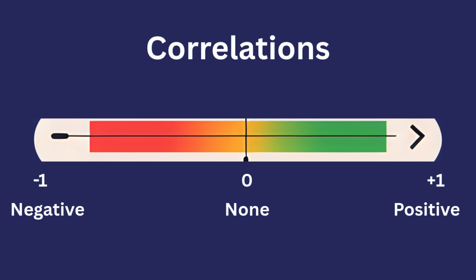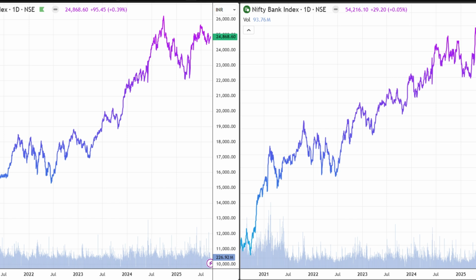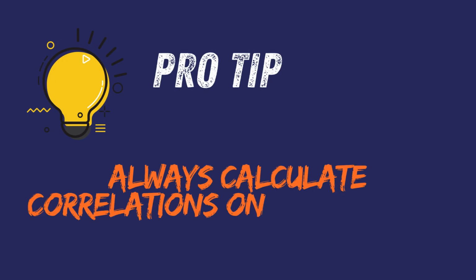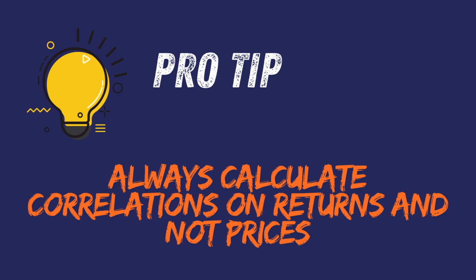Correlation measures how two assets move together on a scale from -1 to +1. +1 means they move in lockstep. -1 means they move opposite. 0 means no consistent relationship. Traders must calculate correlation on returns, not prices. Use daily or weekly returns over a rolling window like 30, 63 or 90 days.